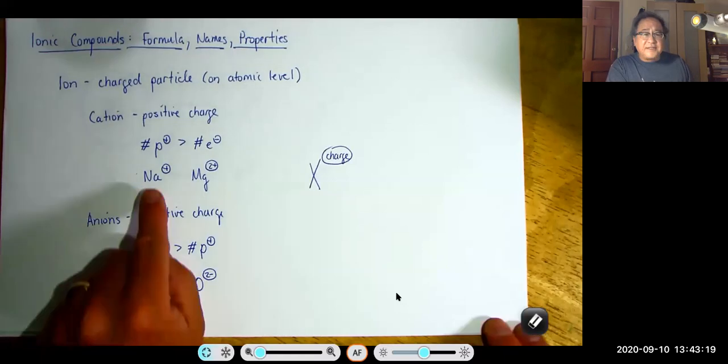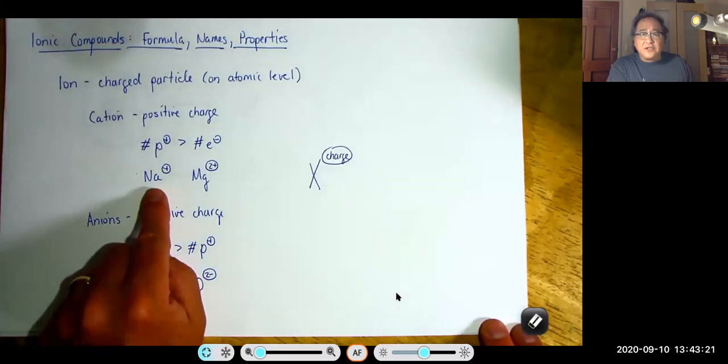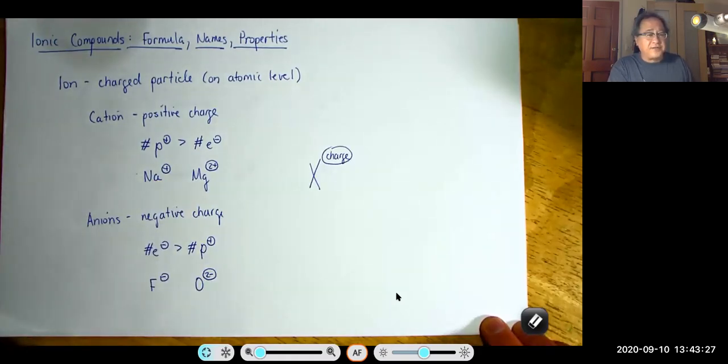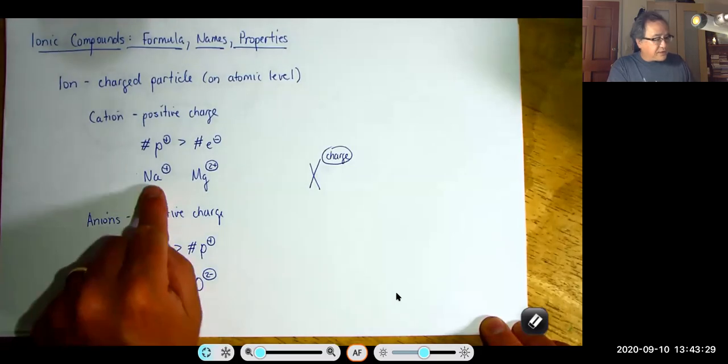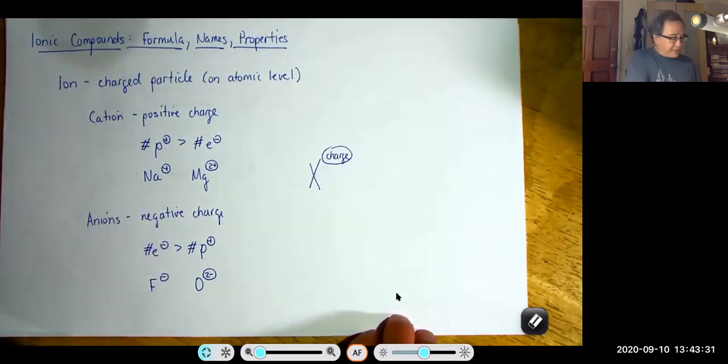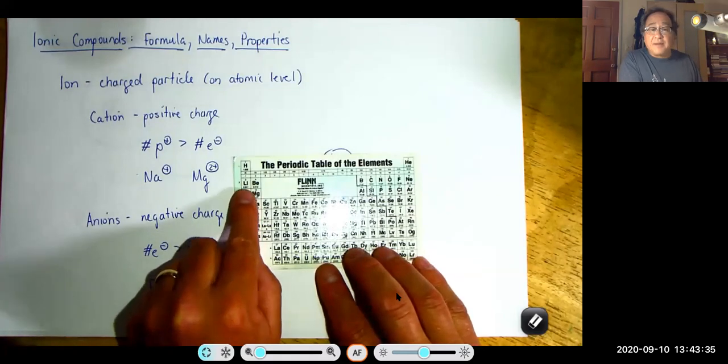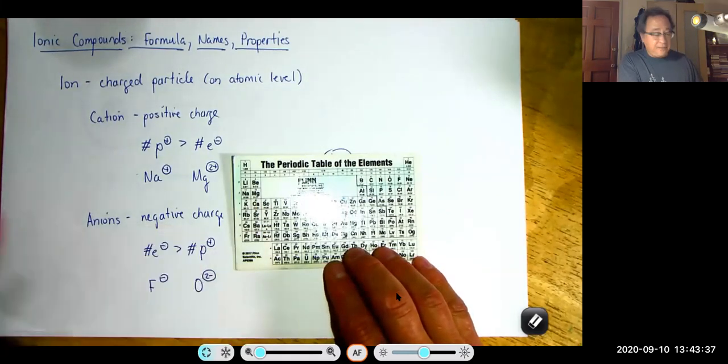So if we look at this, this is a common cation, the sodium cation. It has a charge of +1, so therefore there's one more proton than there are electrons. And we know how many protons there are in sodium because we can look at the periodic table. There it is. The number at the top, 11, tells you how many protons. So the sodium ion has 10 electrons.